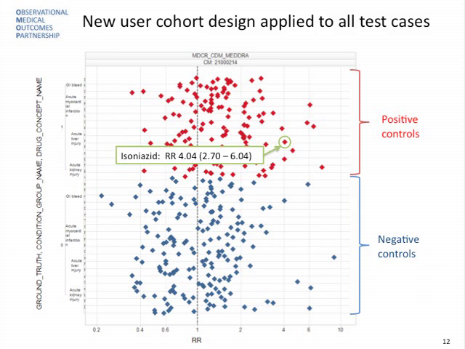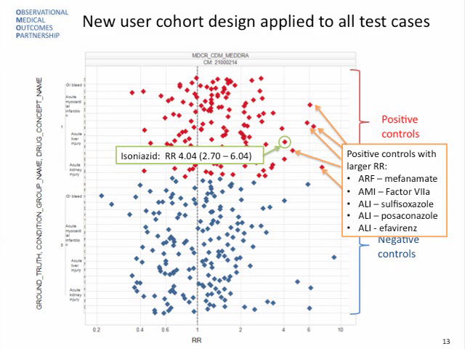Okay? So where did isoniazid stack up? Well, when we applied that design consistently here, we can see that the isoniazid effect, a relative risk of 4.04, was actually pretty far on the extreme. That was one of the larger estimates that we could observe across our 400 example studies. However, there was a handful of positive controls that had even larger relative risks. Well, that might be reasonable. There might be larger effects than isoniazid in liver injury that do manifest themselves in the data, and here was a handful that were identified using that same design.